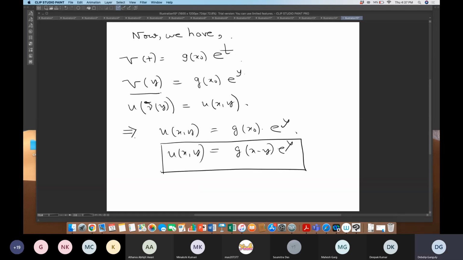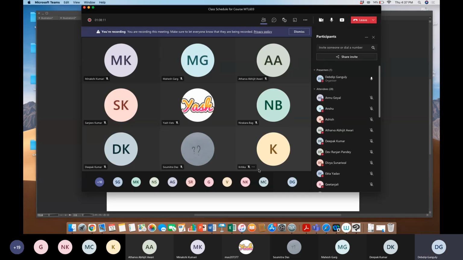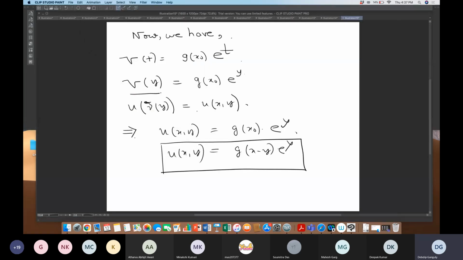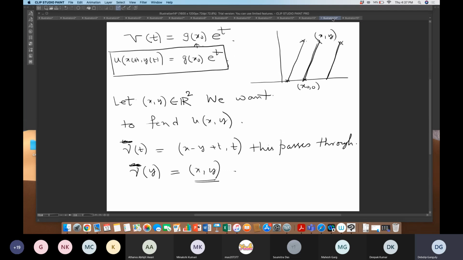Clear or not? Tell me. If you wish, I will repeat again. Tell me, everyone. All of you say yes, then only I will move. As he mentioned, we have proof for any x comma t. Now what we have to do? Now we have to invert it. In terms of t, it is given. Now we have to find in terms of x and y.